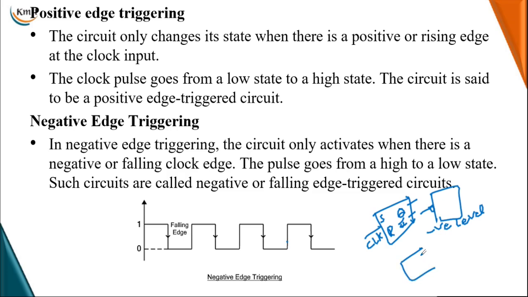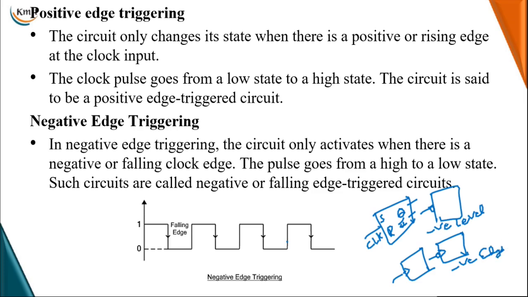Next, positive edge triggering is indicated with an arrow with a sloping line, and the arrow inside that block is indicated. The negative edge triggered symbol has an arrow inside the block, as well as, along with this sloping line, a bubble. So this indicates the negative edge triggered flip-flop symbol.